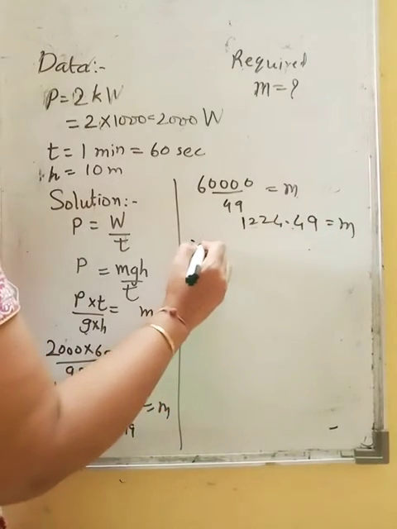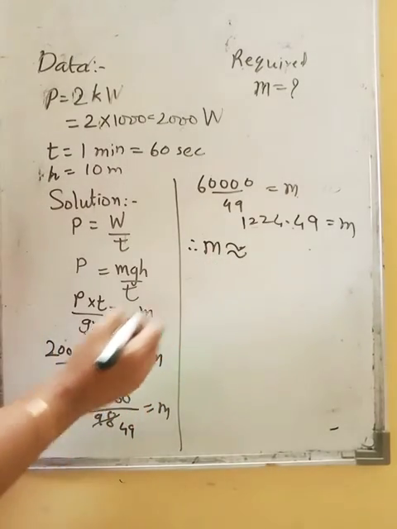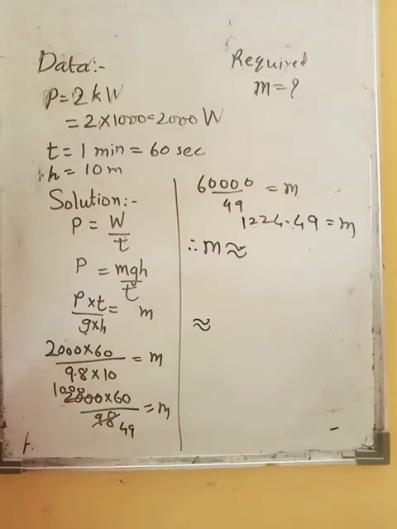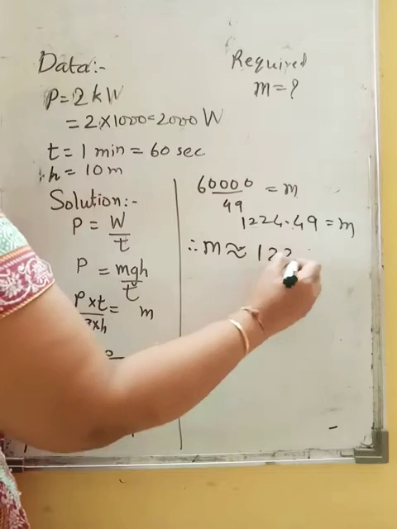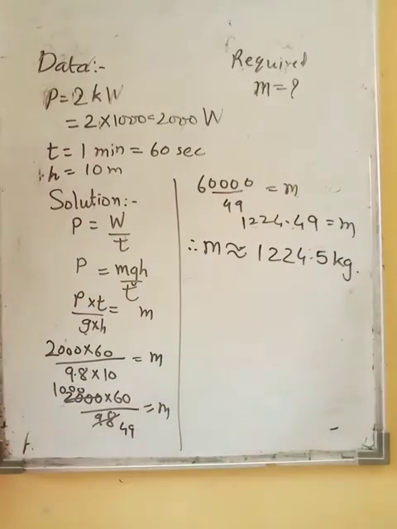So write down your answer. Therefore m is approximately equal to. Children, see this sign, it is like an inverted S. That is approximation. Is approximately equal to 1224.5 kg. Okay, 490 grams is nearly half kg. So this is the answer. Got it? Now let us go towards the second sum.